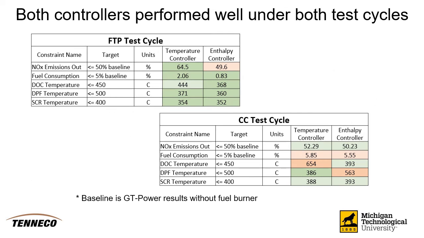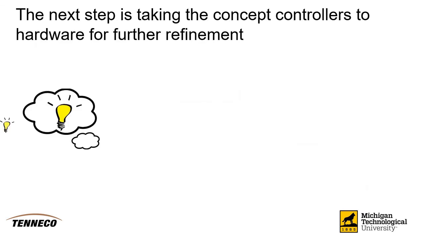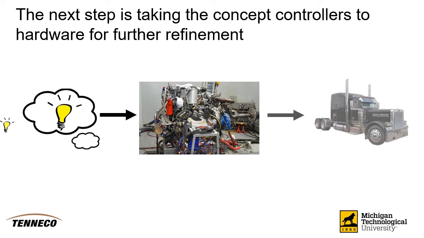For the FTP cycle, the enthalpy controller missed the NOx emissions constraint by 0.4%. There was also some overshoot in the catalyst temperatures for both controllers during the Cruise Creep cycle. The next step for this project is to take these concepted controllers to hardware for testing within a dyno. Eventually, they may become commonly used in exhaust aftertreatment systems.